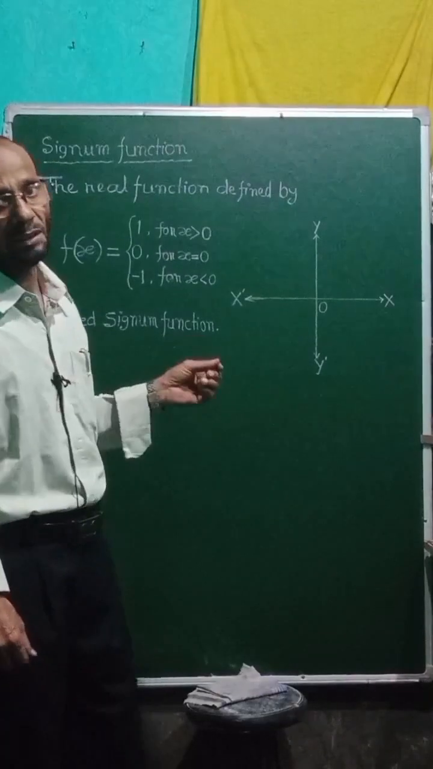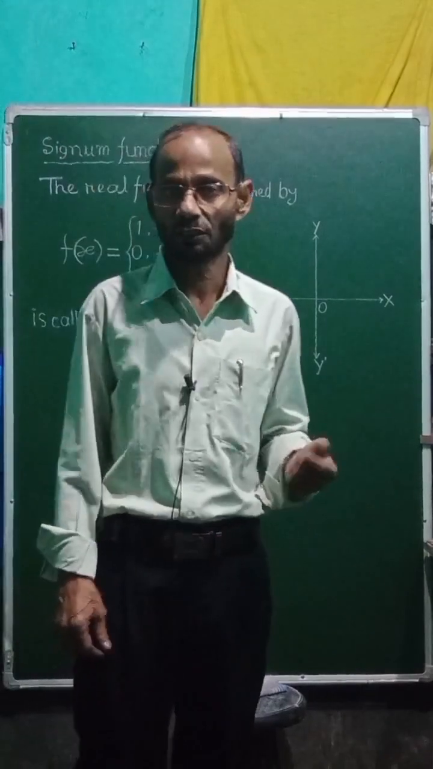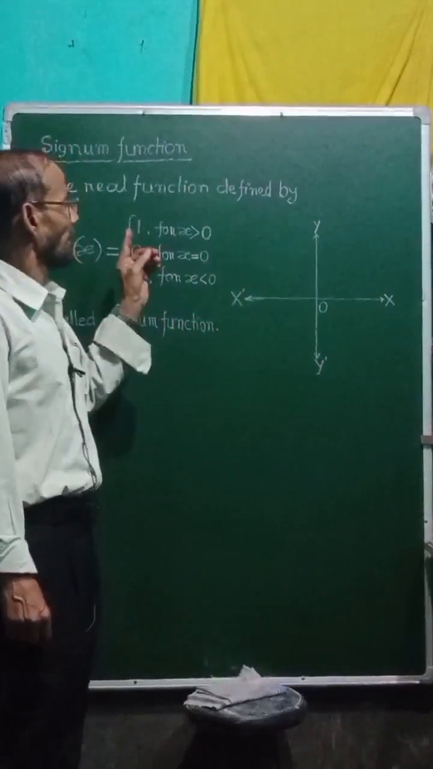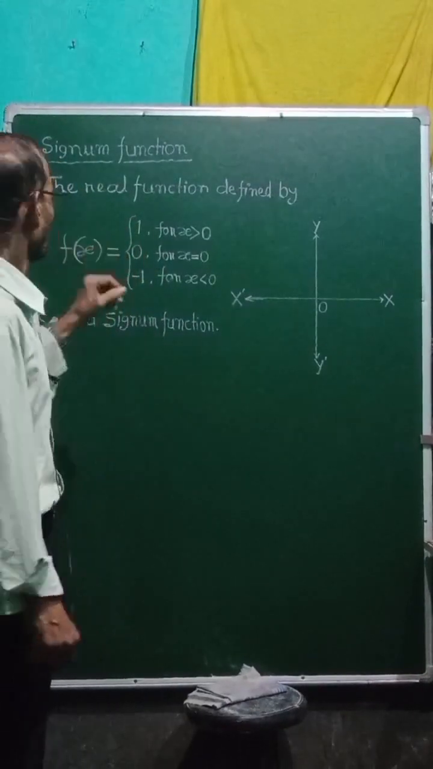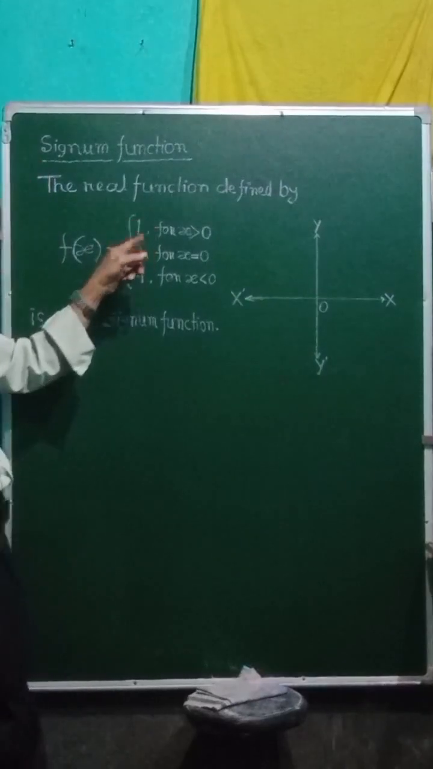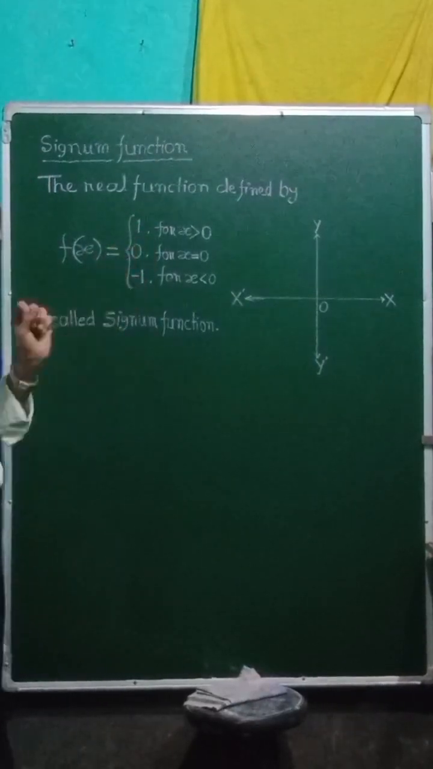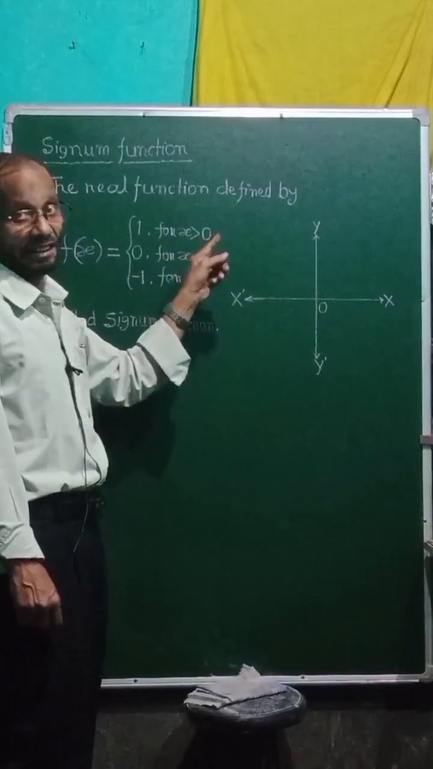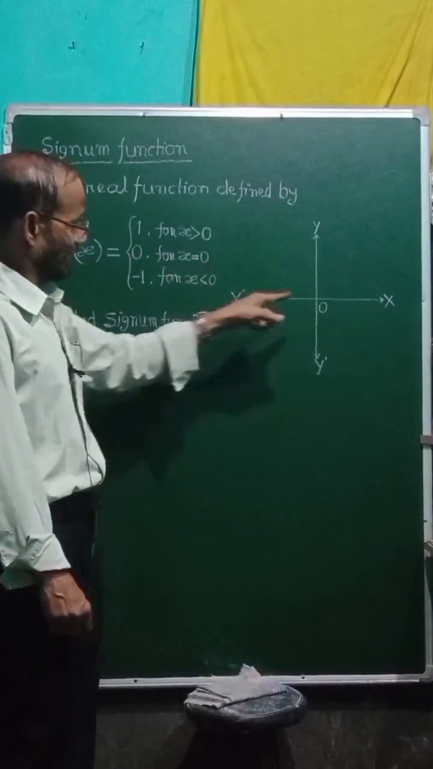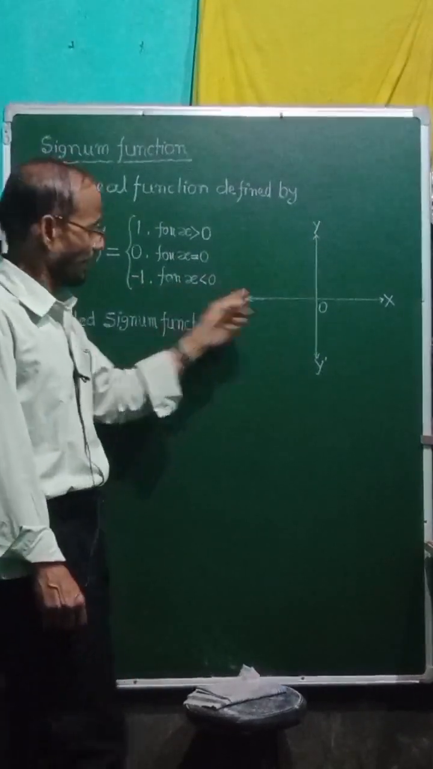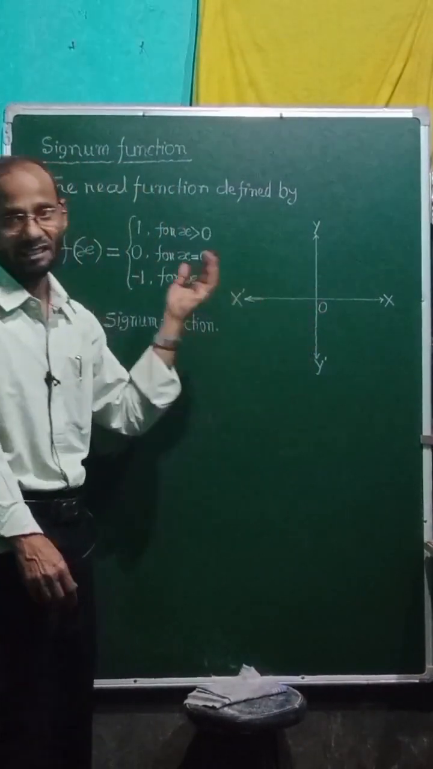Today we are starting from the remaining important functions for class 11 students. The first one is the signum function. The real function defined by f(x) equals 1, 0, minus 1. Condition 1 is for all x greater than 0, 0 is at the origin at x equal to 0, and minus 1 for all x less than 0.